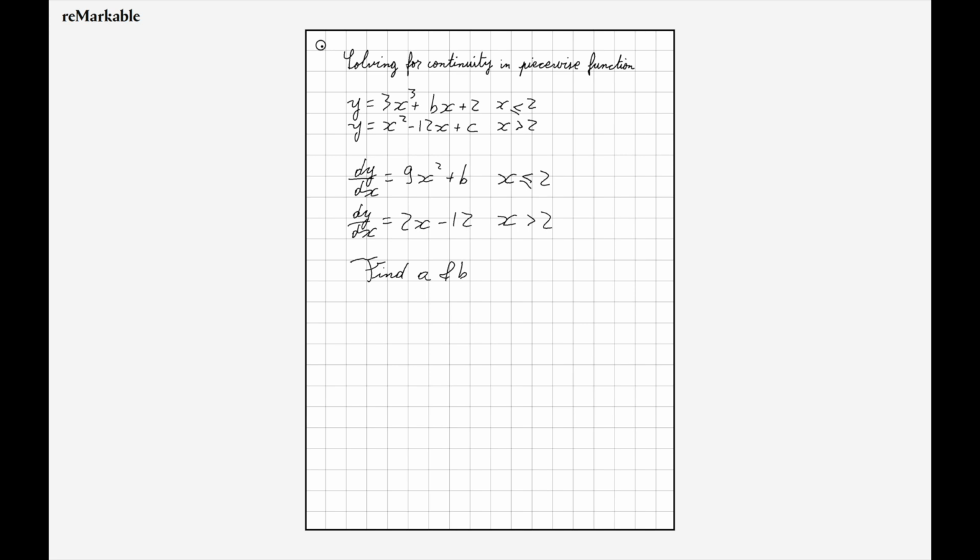Here, we want y when x equals 2 to be the same regardless of which of the 2 equations you choose. And you also want dy over dx to be equal at x equals 2 regardless of which equation is chosen. Feel free to pause and try to solve the problem. Otherwise, let's get started.